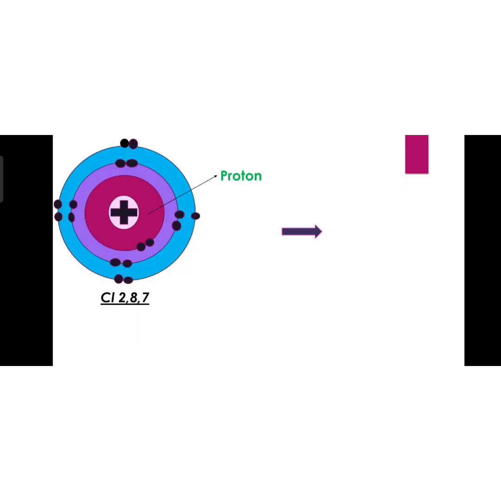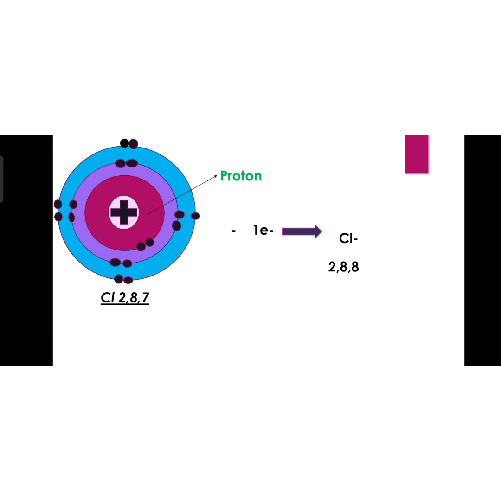This is the atomic structure of chlorine. Its electronic configuration is 2, 8, 7. Now in order to complete the octet, it gains 1 electron. So when it gains 1 electron, it becomes a chloride ion. Now its electronic configuration is 2, 8, 8. Chlorine gains 1 electron to have a stable configuration, so it is a non-metal.